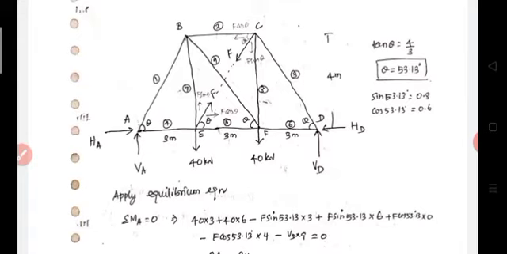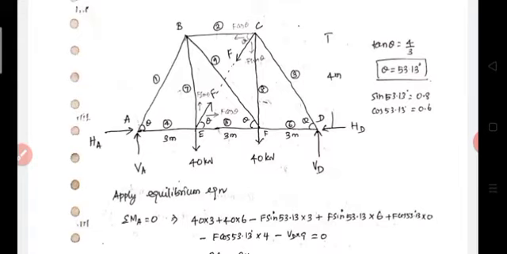First we would like to determine the angle of inclination of these inclined members. Tan theta is equal to 4 by 3, so theta is equal to 53.13. Sin 53.13 is 0.8 and cos 53.13 is 0.6. In the moment equilibrium equation, the 40 kN force at joint E creates clockwise moment, and the 40 kN at joint F creates clockwise moment.